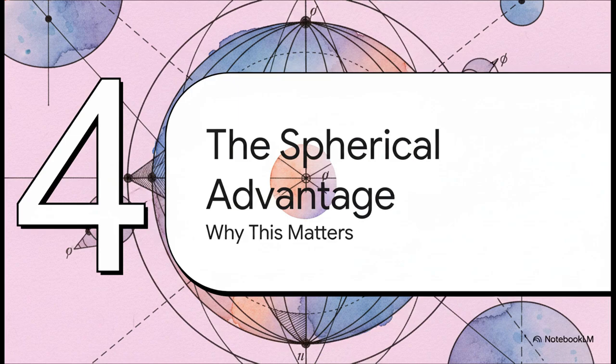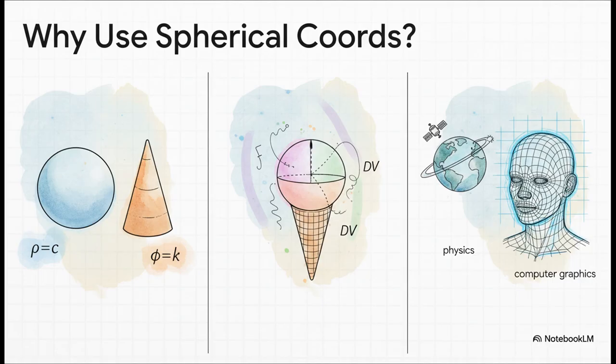So we've done the math, we've converted points and equations, but let's step back for a second and ask why? Why go through all this trouble to learn a whole new coordinate system? Why does any of this matter? Well, for starters, like we just saw, it makes equations for things like spheres and cones ridiculously simple, but the real magic happens when you get to calculus. If you ever need to calculate the volume of, say, an ice cream cone or a chunk of a planet, spherical coordinates make those integrals so much easier to handle. And it's not just for math class. This stuff is used everywhere, from calculating gravitational fields in physics to building 3D models for movies and video games.